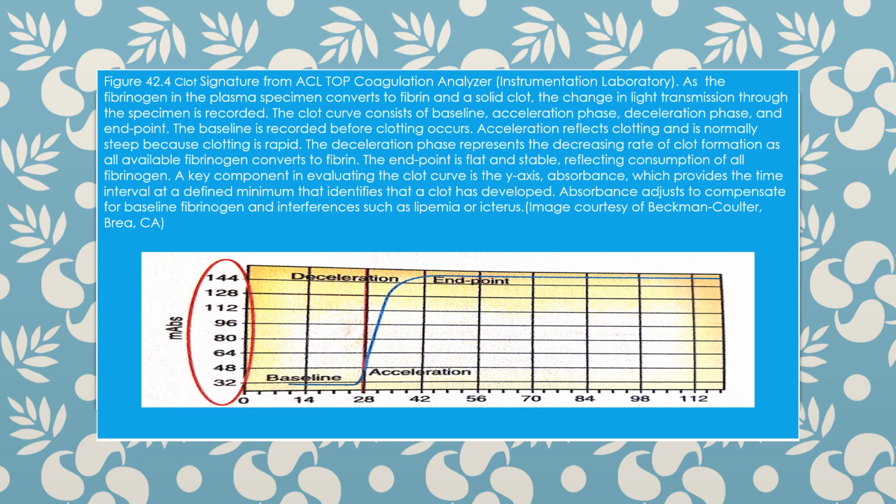A key component in evaluating the clot curve is the y-axis absorbance, which provides the time interval at a defined minimum that identifies that the clot has developed. Absorbance helps to compensate for baseline fibrinogen and interferences such as lipemia and icterus. These images are courtesy of Beckman Coulter, Brea, CA.